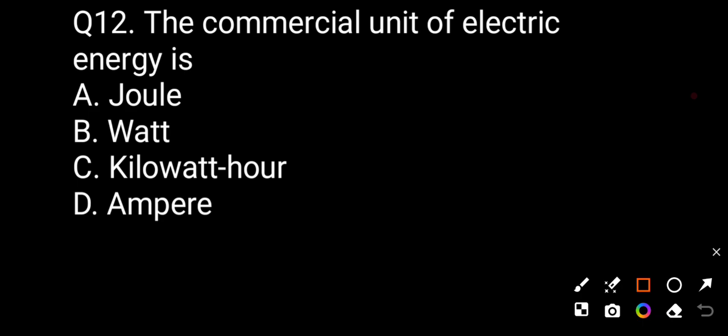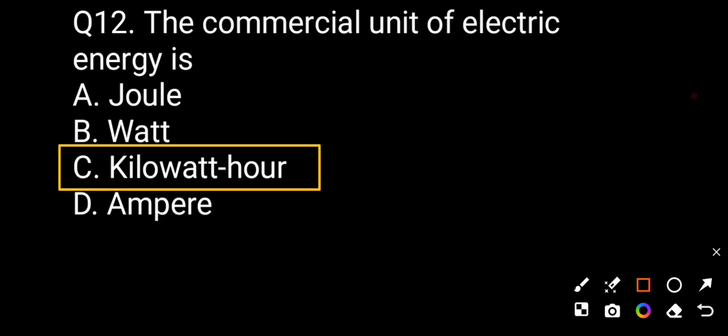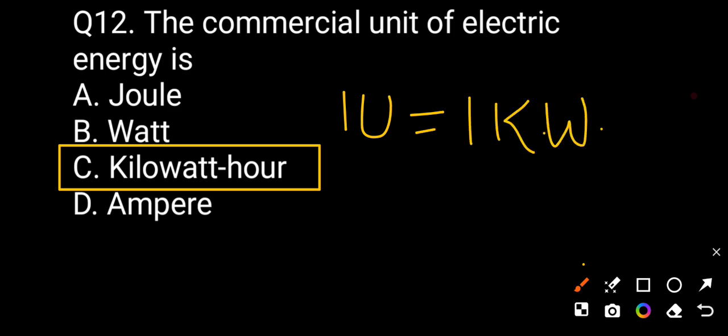Question number 12. The commercial unit of the electric energy is option A joule, option B watt, option C kilowatt hour, option D ampere. Correct answer will be kilowatt hour. 1 unit is equal to 1 kilowatt hour.